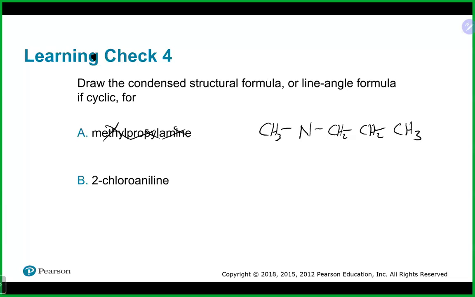And in this case, does my nitrogen need anything? It does need just one hydrogen. And again, you can put it on the top or bottom. It doesn't really matter in that case there. Yeah. Any questions on that one?